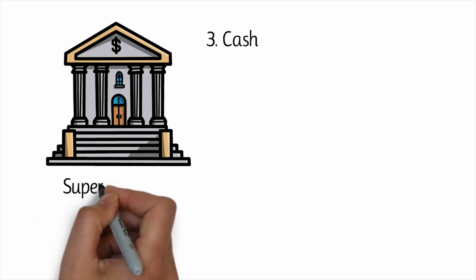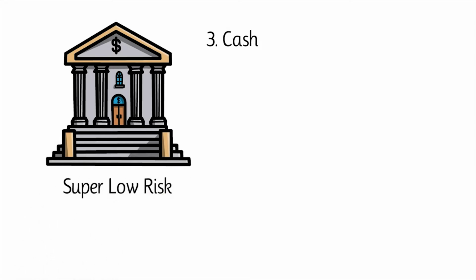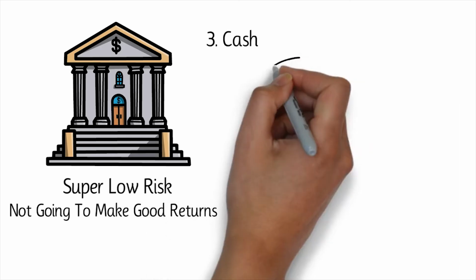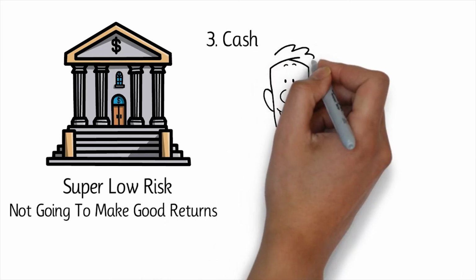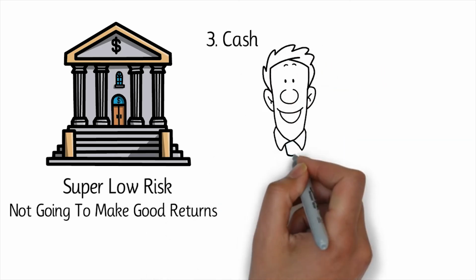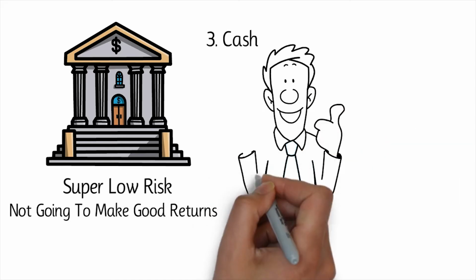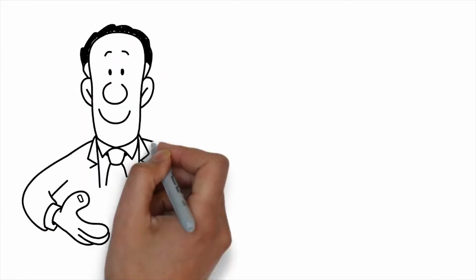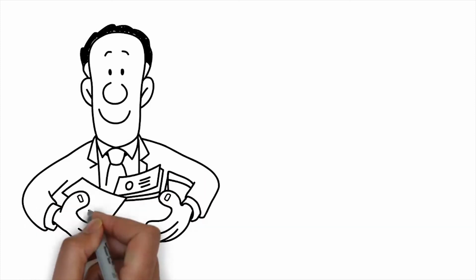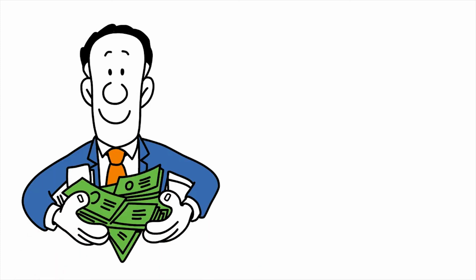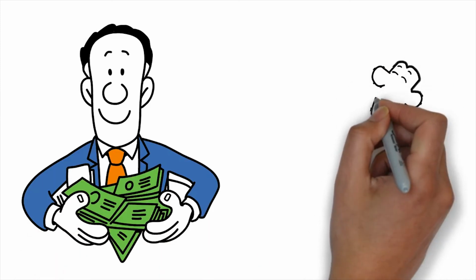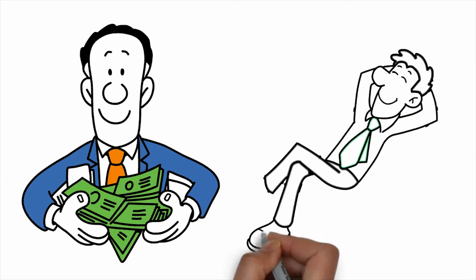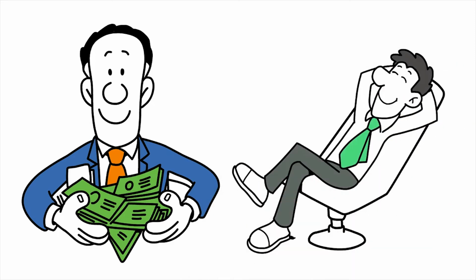Number 3, cash. This is essentially putting money in a bank account. It is super low risk, but you are also not going to make good returns on it. This is a low return investment for those that want a lot of safety in their investment. While this might not be the choice for a lot of people because they consider cash worthless, if not put to work, and also because of inflation, this can definitely be the choice for people who want peace of mind due to the ups and downs of investing.